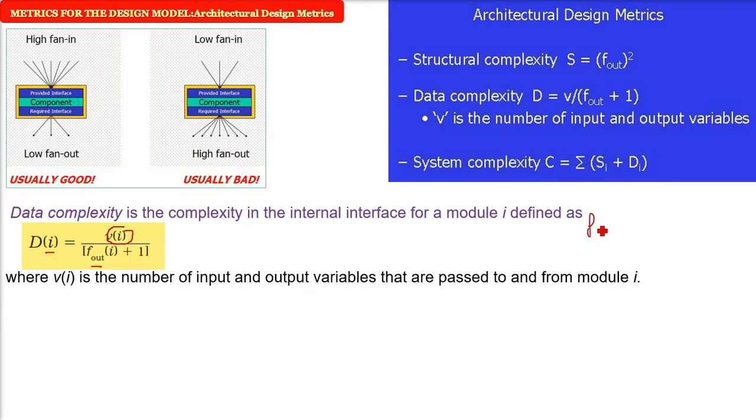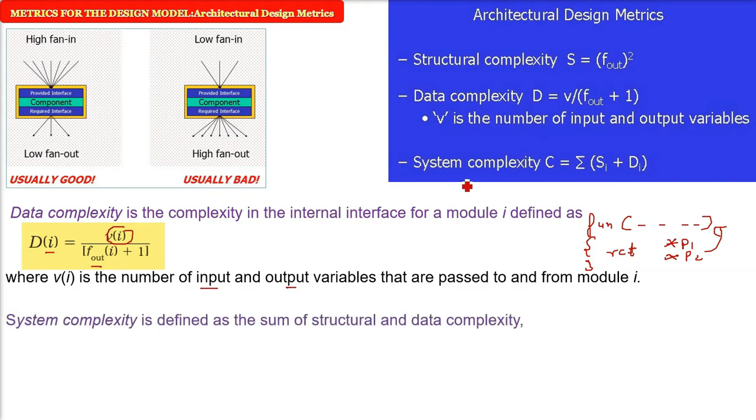But Vi is the number of input and output variables. For example, let me make a function. Assume that it takes 4 variables as input and it is returning, say through pointers or by any other means, 2 variables. So Vi is the number of input and output variables. In all we have 6, and that is what you put here. Fan out is the number of modules this module is going to invoke.